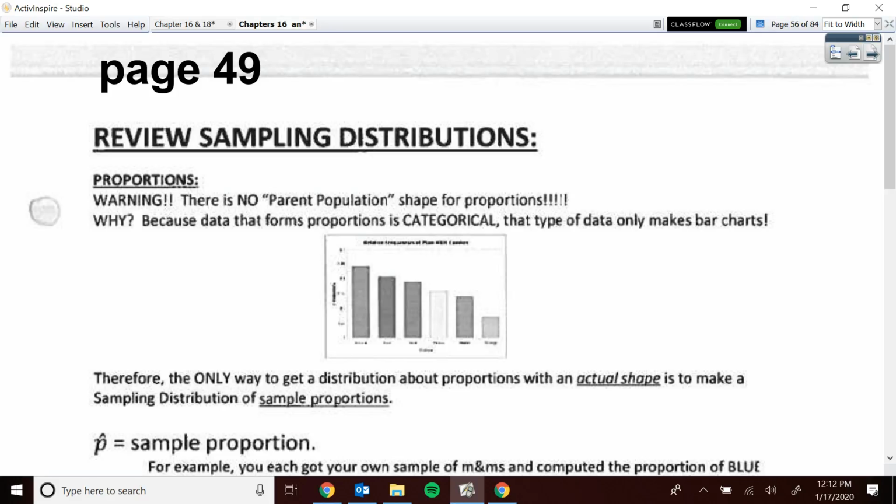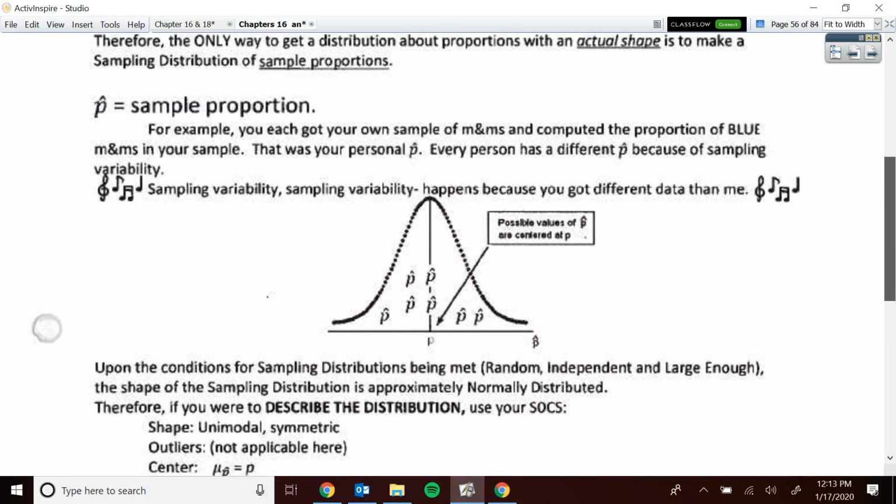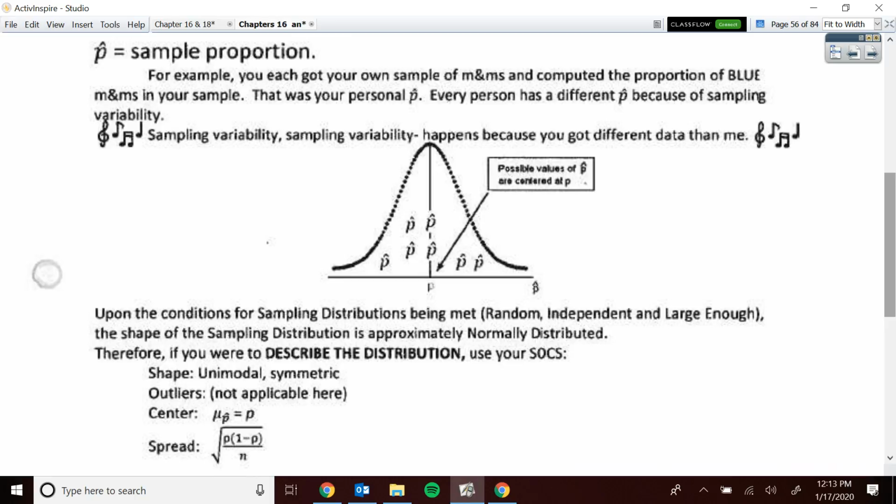Review these sampling distributions. First thing I said was proportions have no parent population because they're categorical. But we can make a distribution of p hats. Now, why are all those p hats different? What makes your p hat different from my p hat? Random sampling. Sampling variability. Sampling variability happens because you got different data than me.